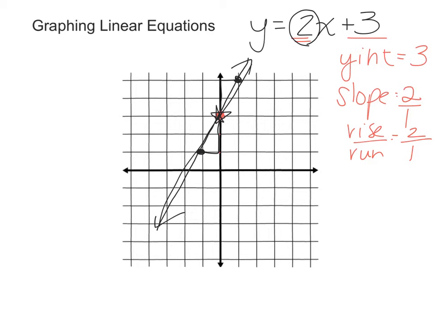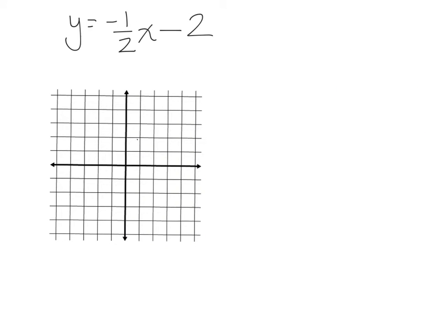Let's do another example, shall we? Alright, let me give you another example. Okay? y equals negative 1/2 x minus 2. So let's start off with my y-intercept, my anchor point, which is at negative 2, right there.